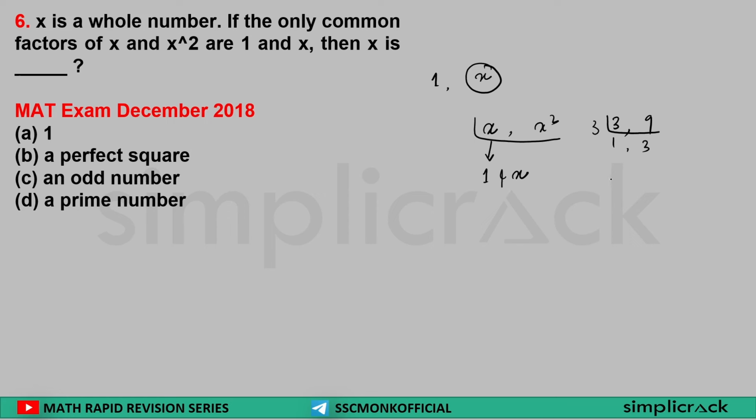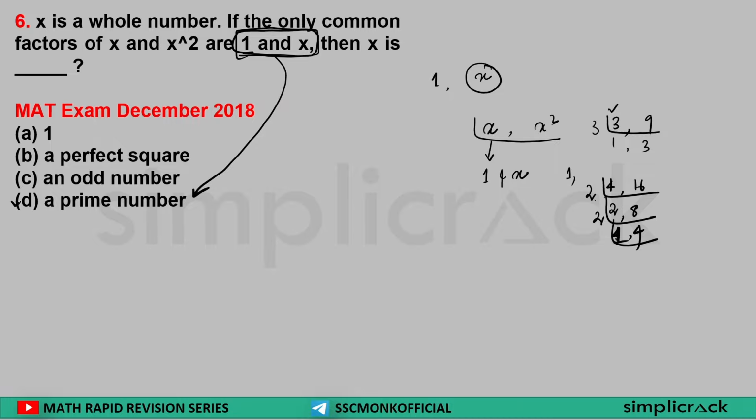Clear. Sir, let's take 4. 4 square is 16. Common factors can be what? 2 2s are 4, 2 8s are 16. Again 2 2s are 4, 2 1s are 2, 2 4s are 8. Then what do we get? Sir, common factors can be 1, 2 and 4. So that means the common factors 1 and x only come in the case of what? 3 or 5 or 7. That means when we are only talking about 1 and x, it is always a prime number. So the answer is option D.